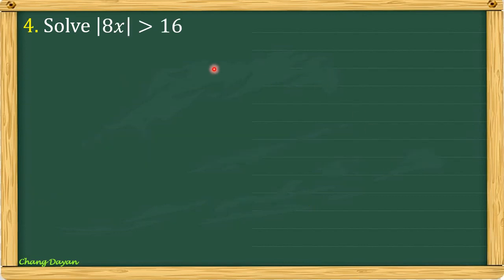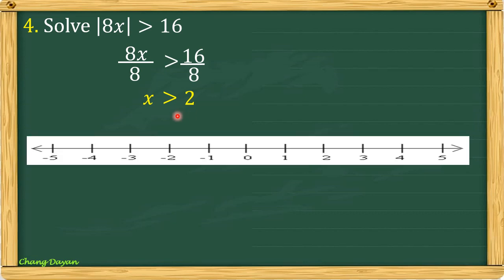Next, number 4. Absolute value of 8x greater than 16. So, let us first get the value of x. So, 8x greater than 16, divided by 8, divided by 8. So, 8x divided by 8 is x. Greater than 16 divided by 8 is 2. Therefore, we have this answer. X greater than 2. So, we have to plot here. Andito yung 2 natin, greater than 2.